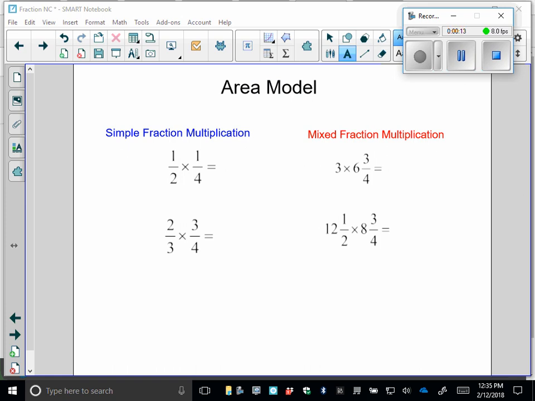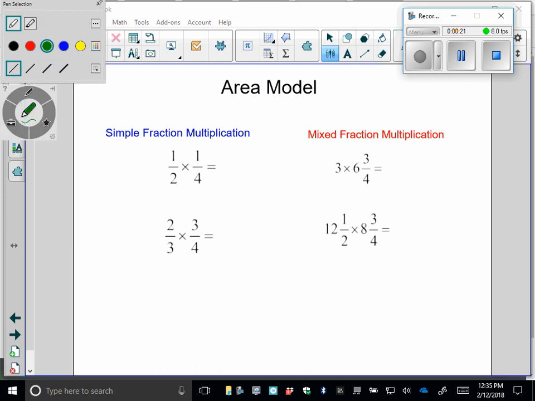There's two categories that I like to use the area model with, and one is with simple fractions, which you see here on the left. Fractions that don't have a whole number part, and they're not a mixed number, and then the mixed fractions where you see the whole number part with a simple fraction.